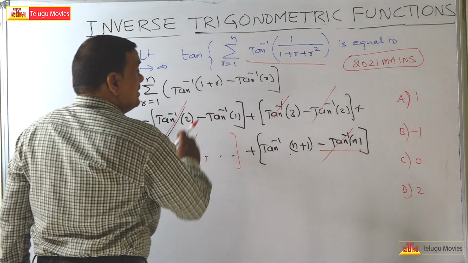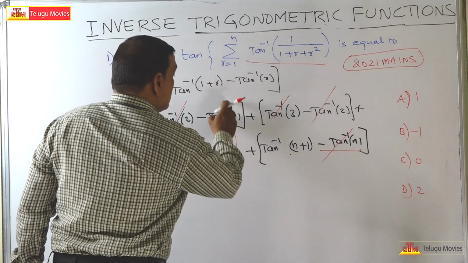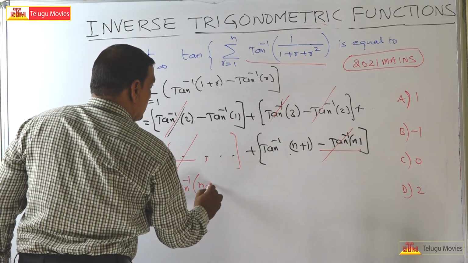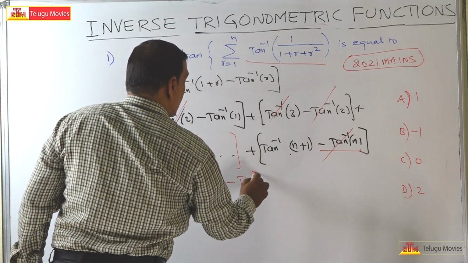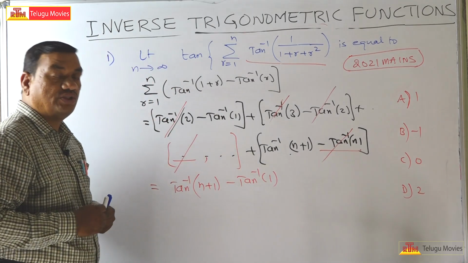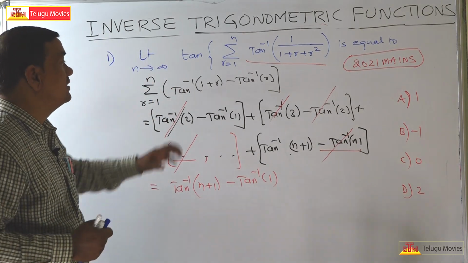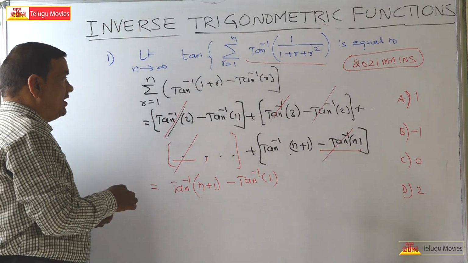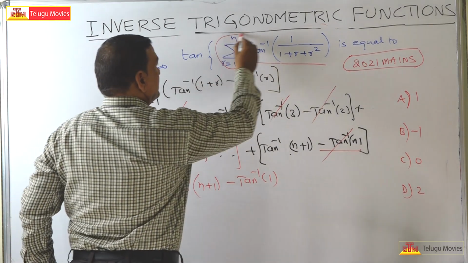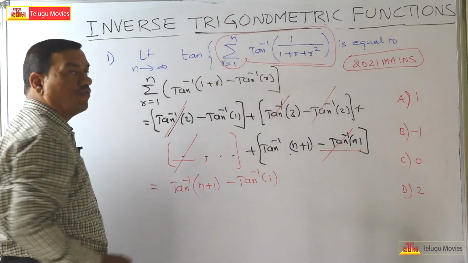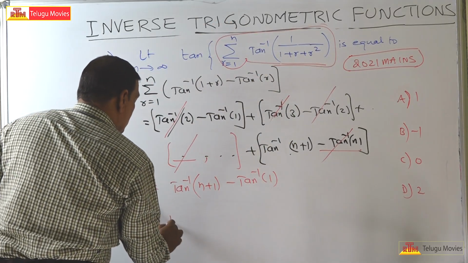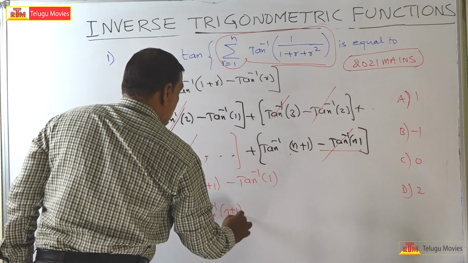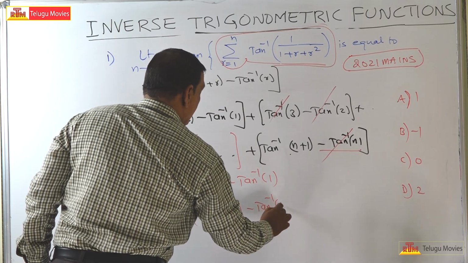So therefore, ultimately, what are the things that remain? Tan inverse of n plus 1 minus tan inverse of 1. Those are the two things that remain in the bracket. Up to here it is completed. Now apply the tan of. So that is equal to tan of tan inverse of n plus 1 minus tan inverse of 1.